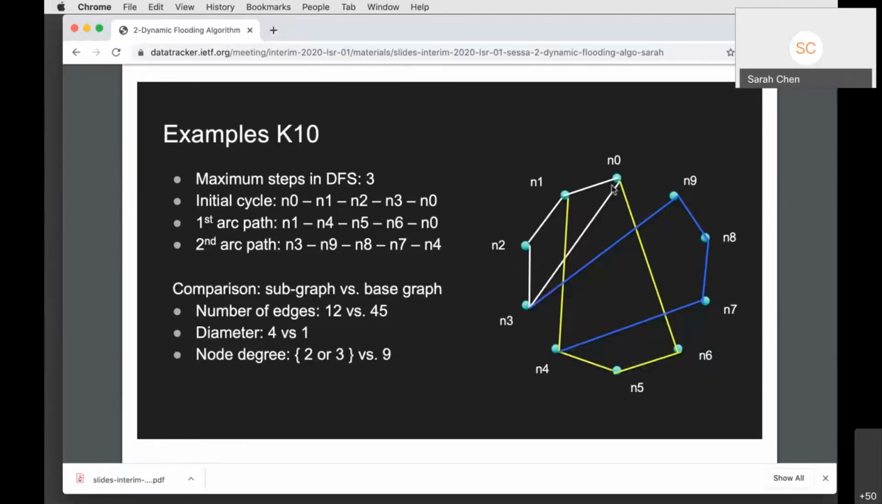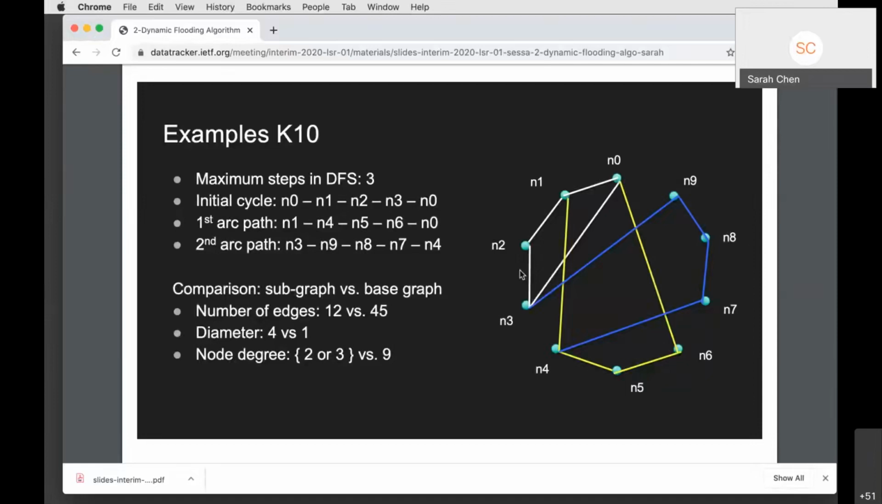First, we can select any node in this graph as the starting node. Let's say we select N0. Then we go 3 steps and find N1, N2, and N3. We stop and then find the shortest path, which, because all nodes are connected to each other, we just go back to N0. The white cycle is the initial cycle we found.